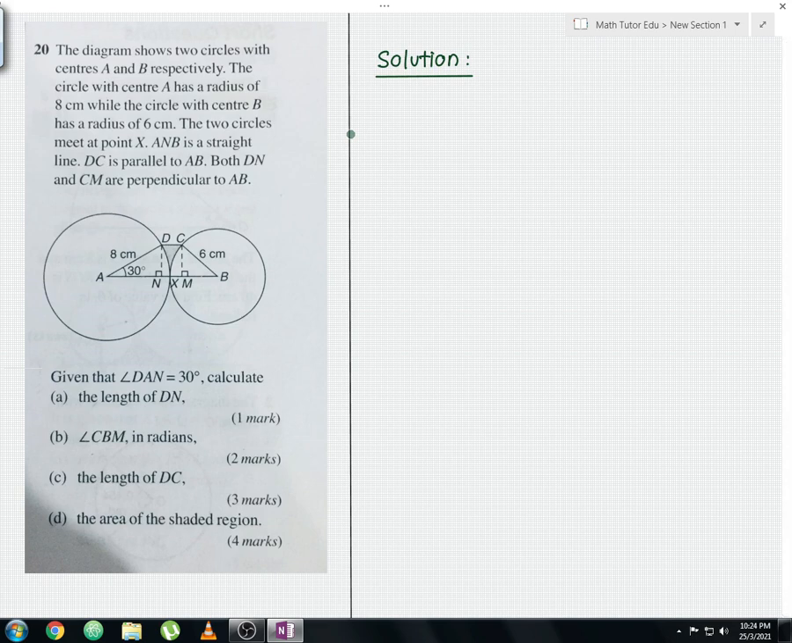Now I'll be discussing Form 5 Additional Mathematics Chapter 1 Circular Measure Long Question Example 5.